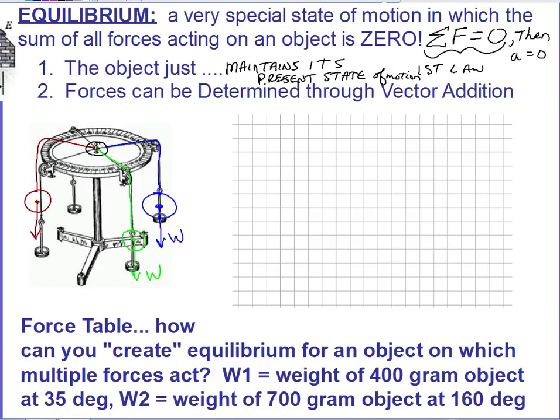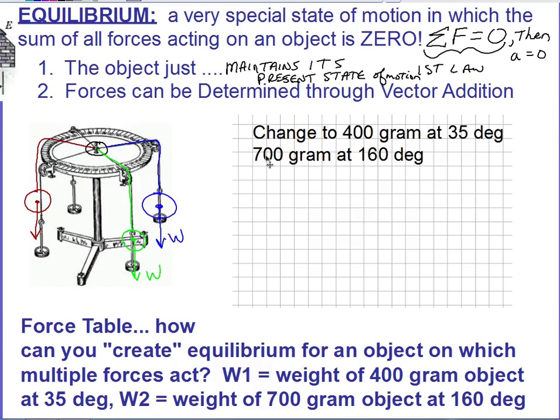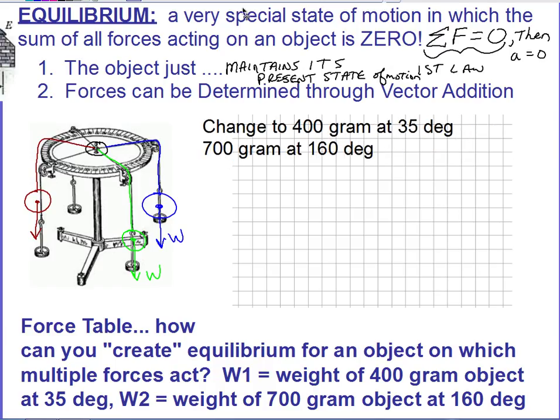Now let's go ahead and take a look at how we can do this process of vector addition using a force table. So how can we create equilibrium for an object on which multiple forces act? The weight of 400 grams at 35 degrees and the weight of 700 grams at 160 degrees. Before you keep going forward here, we need to have you change what was stated on your packet. Your packet had the weight of 300 grams. I want you to change that to 400 grams.